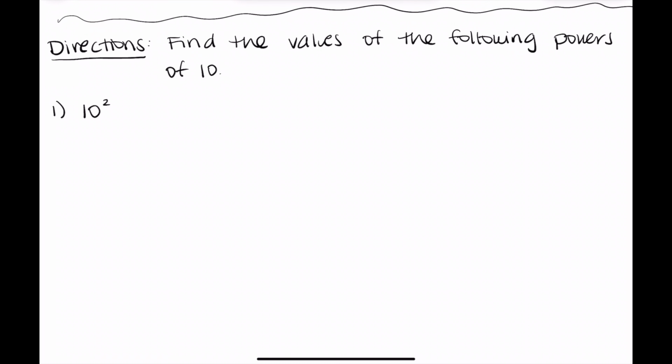So to start off for number 1, we have 10 squared. So the 2 means that we have 2 tens, right? Because 10 is our base. So that means 10 squared, if we expand it out, is the same as 10 times 10.